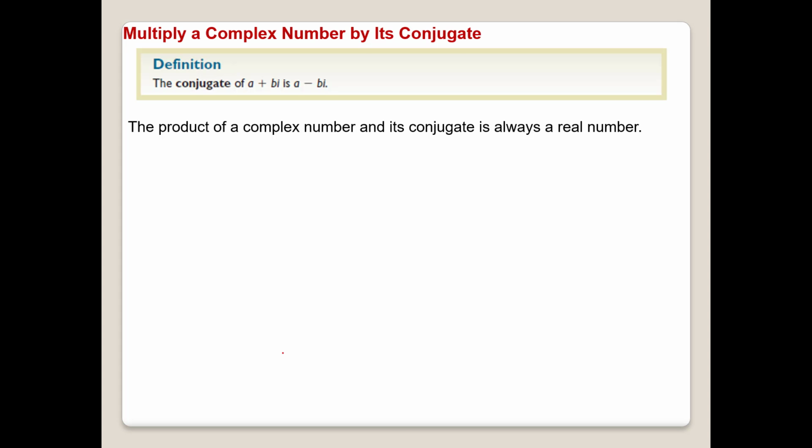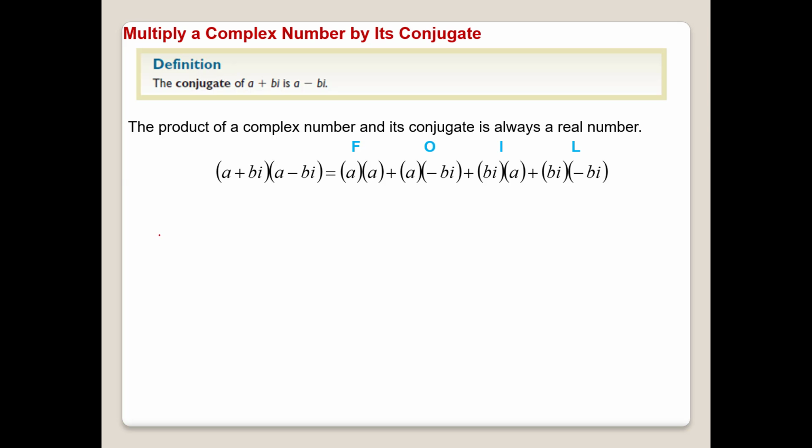Okay, now the definition of the conjugate. The conjugate of a plus bi is a minus bi. The product of a complex number and its conjugate is always a real number. So let's do a FOIL with a conjugate pair. As I said here, you have a plus bi times a minus bi.